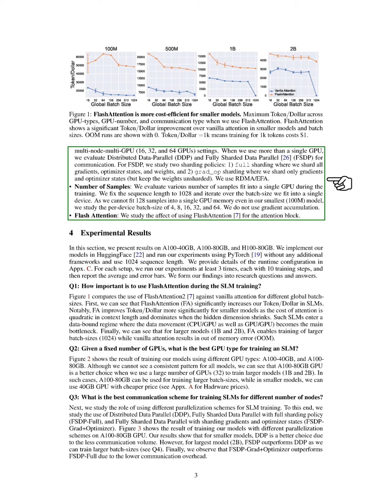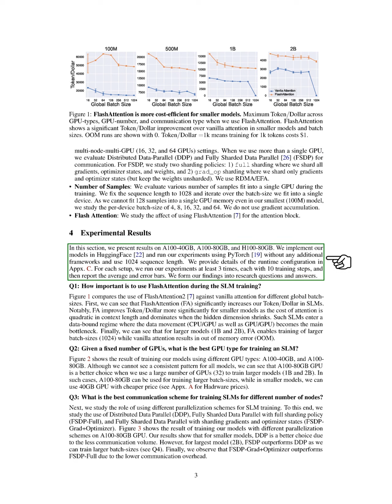We also investigate various sample sizes that can fit into a single GPU during training, fixing the sequence length at 1024 and adjusting the batch size. Since we cannot fit 128 samples into the memory of our smallest model, we test per device batch sizes of 4, 8, 16, 32, and 64, without using gradient accumulation. Additionally, we analyze the impact of using flash attention in the attention block.